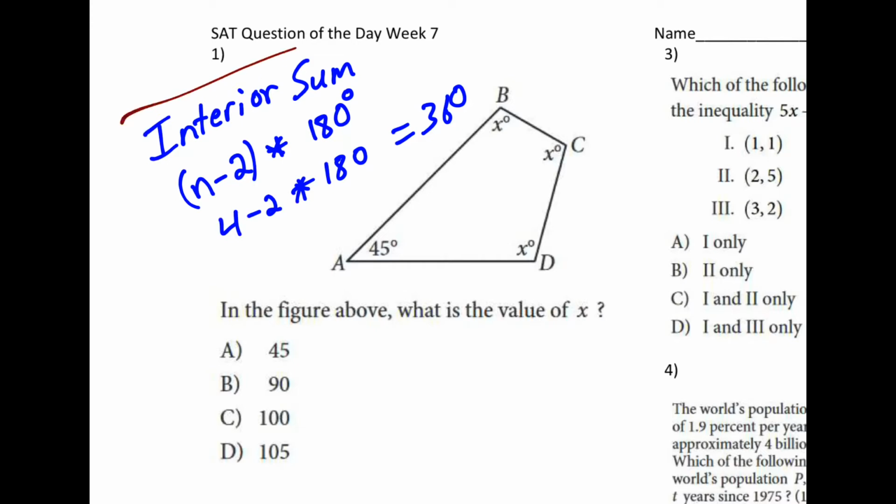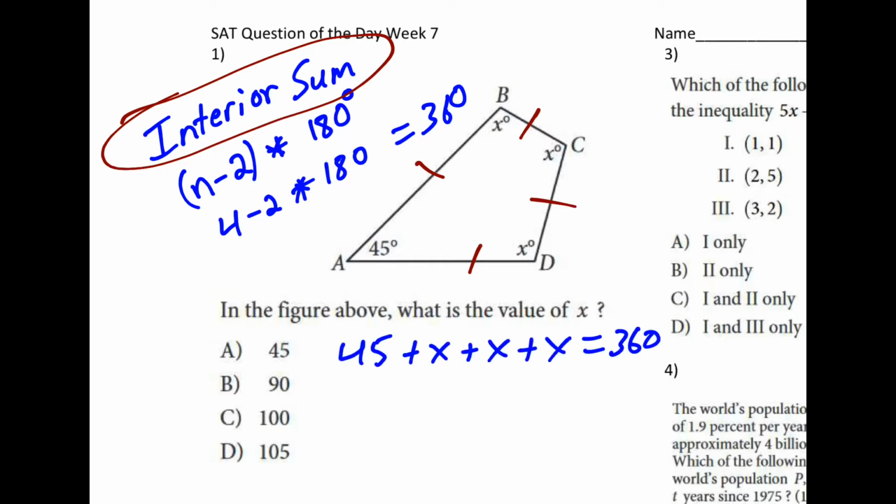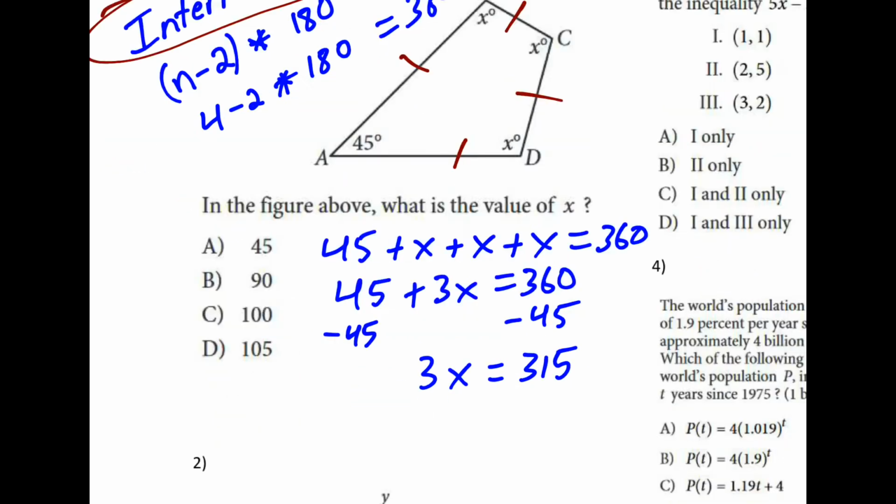To find the interior sum of the angles, we use this formula: n minus 2 times 180. There are 1, 2, 3, 4 sides, so we plug in 4 for n, and our interior sum is 360. So we can write this out as 45 plus x plus x plus x equals 360. When we combine like terms, subtract, and divide, we get our answer, 105.